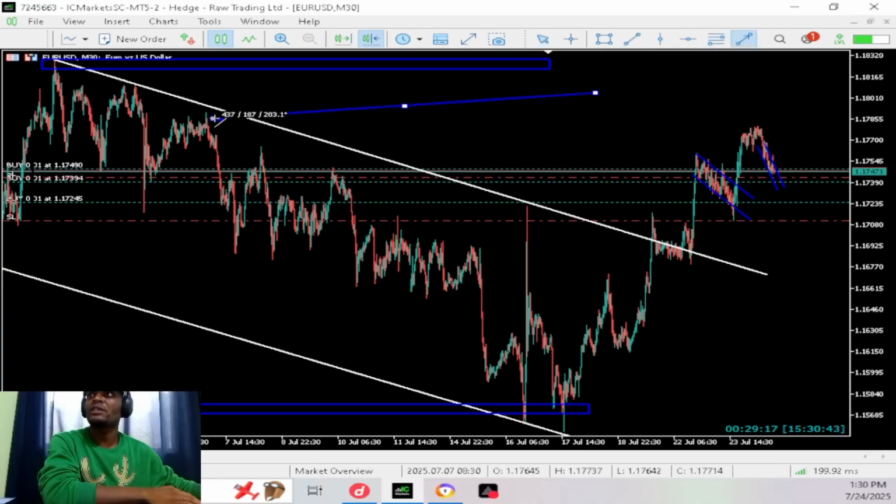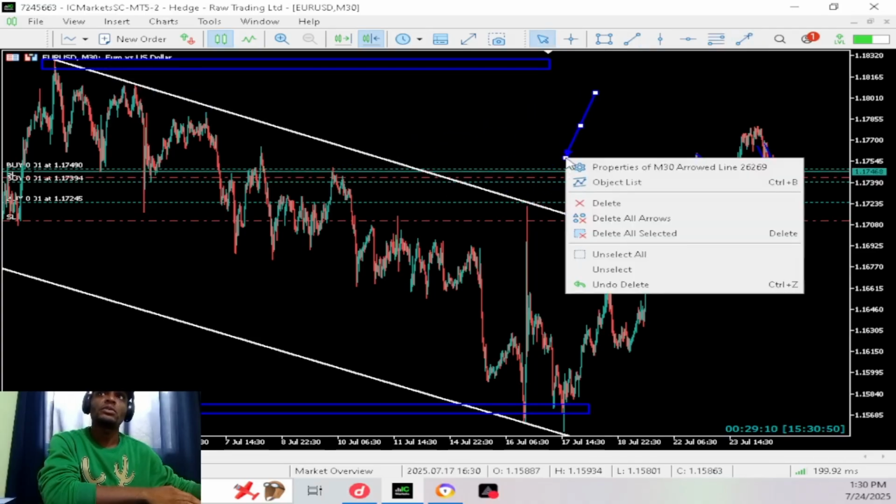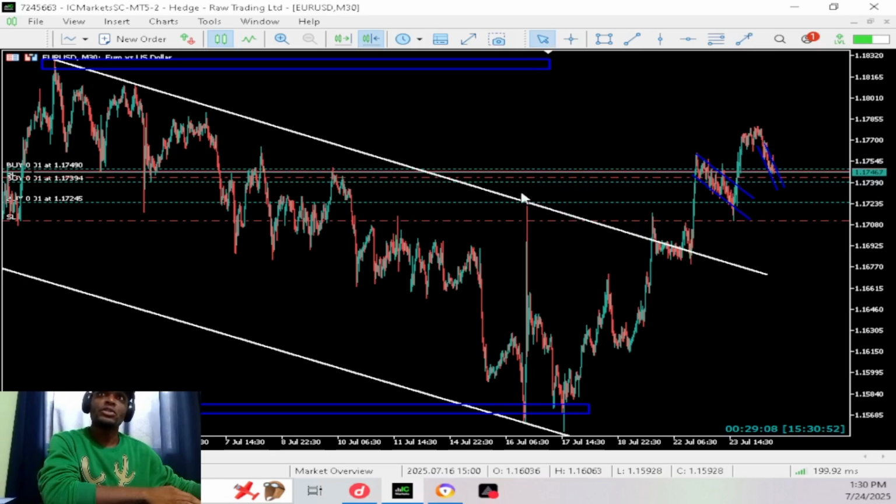We are talking about areas of this. We're also talking about this level, and also around this level as well. It became our key major resistance level in the market, causing price decline.